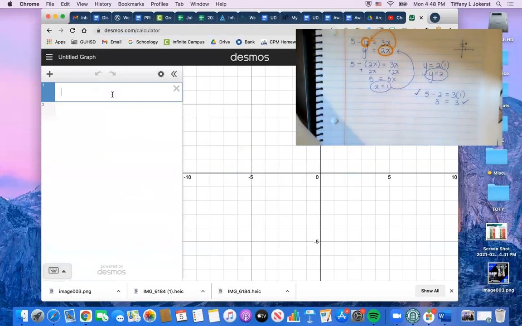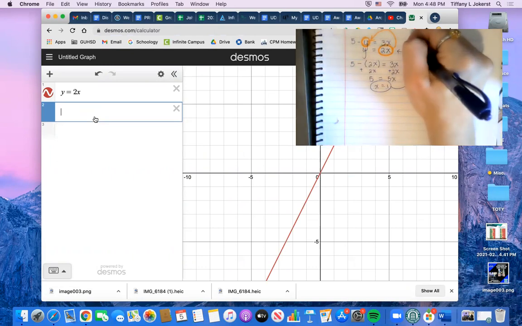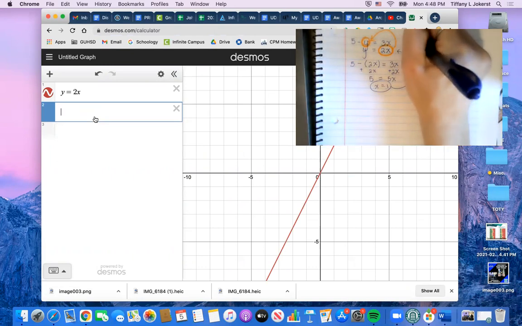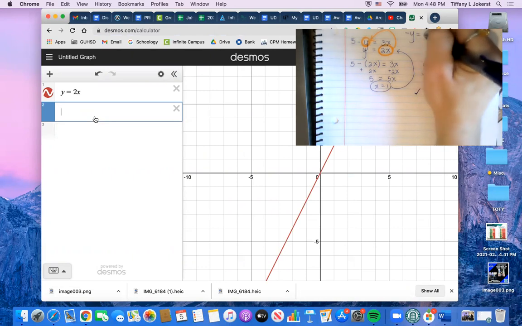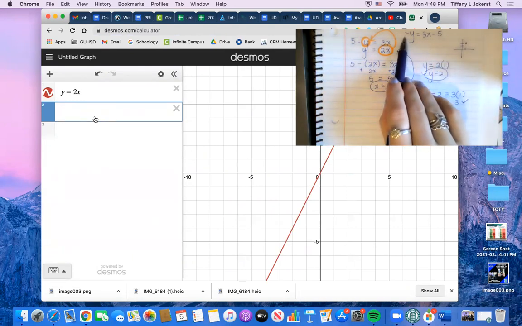The first equation, I'll put in y equals 2x because that one's already solved for me. So I'll do that first one, y equals 2x. The second one, I have to solve first to put it in Desmos. So what I would do first is I would have negative y is equal to, I'm going to move that 5 to the other side, so 3x minus 5. But I don't want it to be negative y. I like it to be y instead.